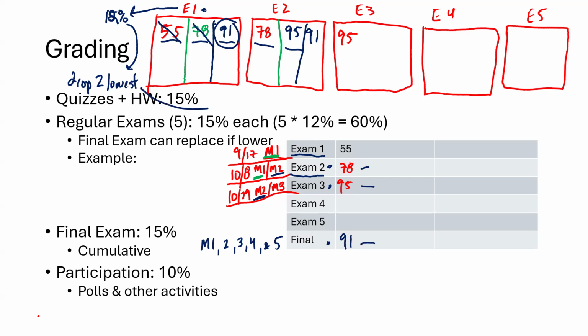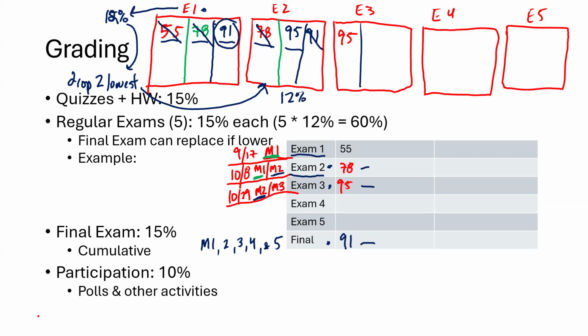I'm going to set the exact same rule, drop the 2 lowest. Well, the final is one of the 2 lowest. The 78 is the other lowest grade. So the 2 grades that are dropped are not always going to be the regular midterm exams. They might be the final, they might not be the final. So this 95 is going to be used for calculating your final grade. So this group is going to be worth 12%.